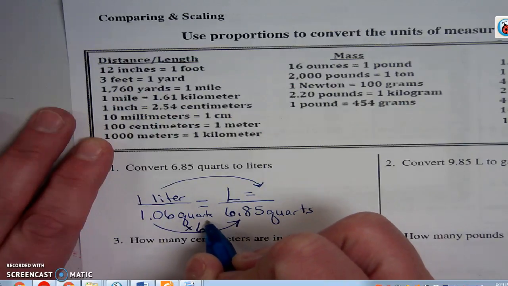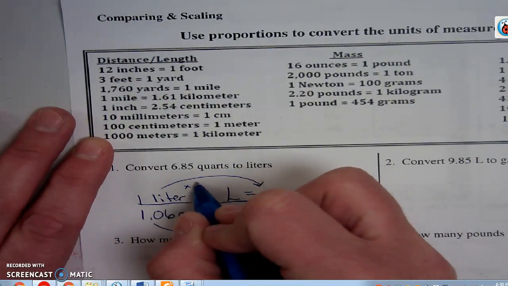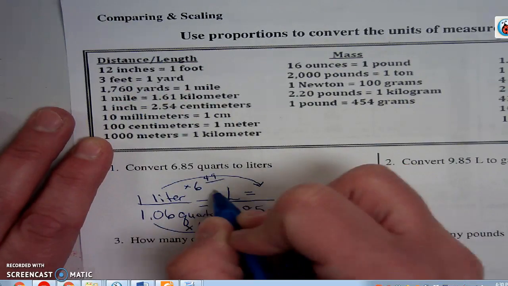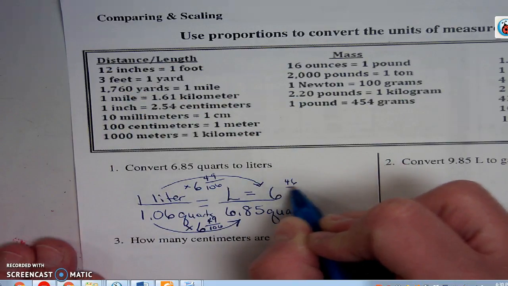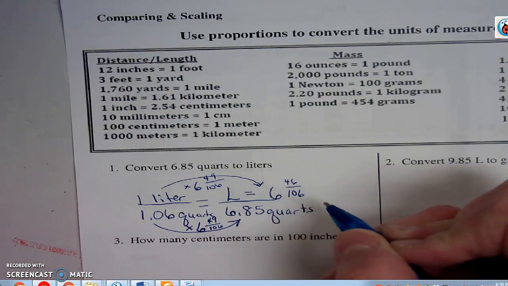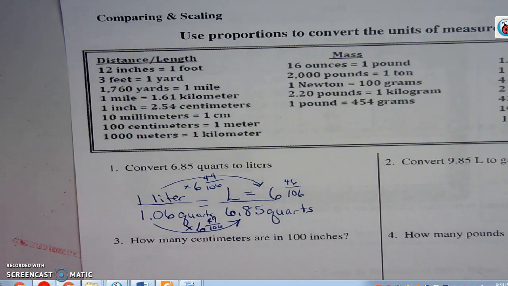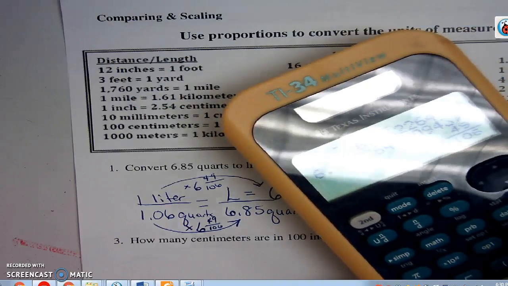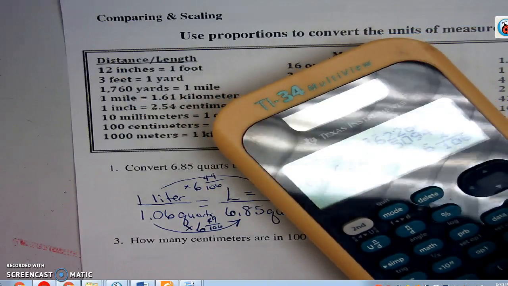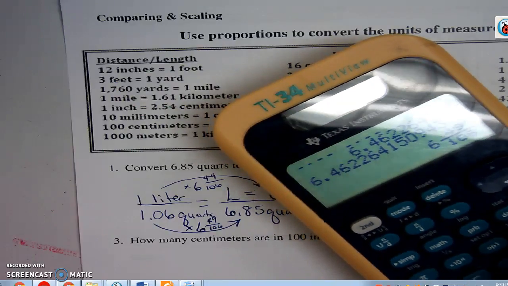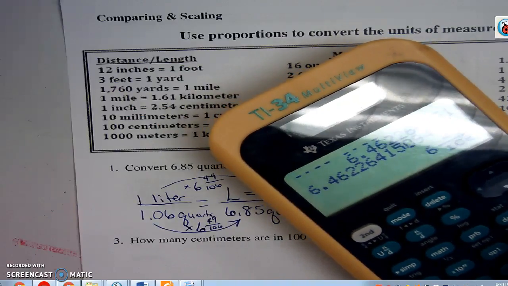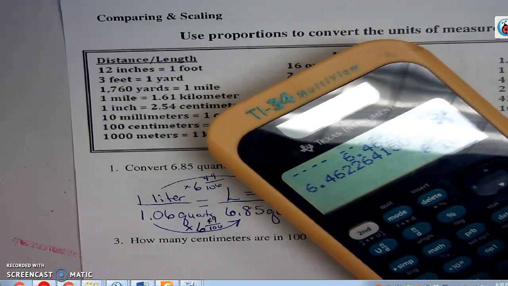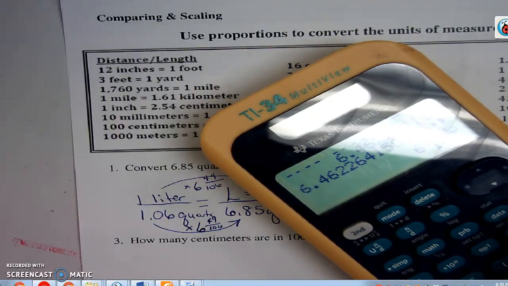So I'm going to put it in like this and multiply the top by 6 and 49 over 106. And I'm going to get 6 and 49 over 106. But liters is something that you measure in decimals. So if I go back to my calculator, I'm just going to use that decimal as my answer, because liters is something you measure in the metric system, so it should be measured in decimals, not fractions. So I'm going to estimate it to be about 6.46.